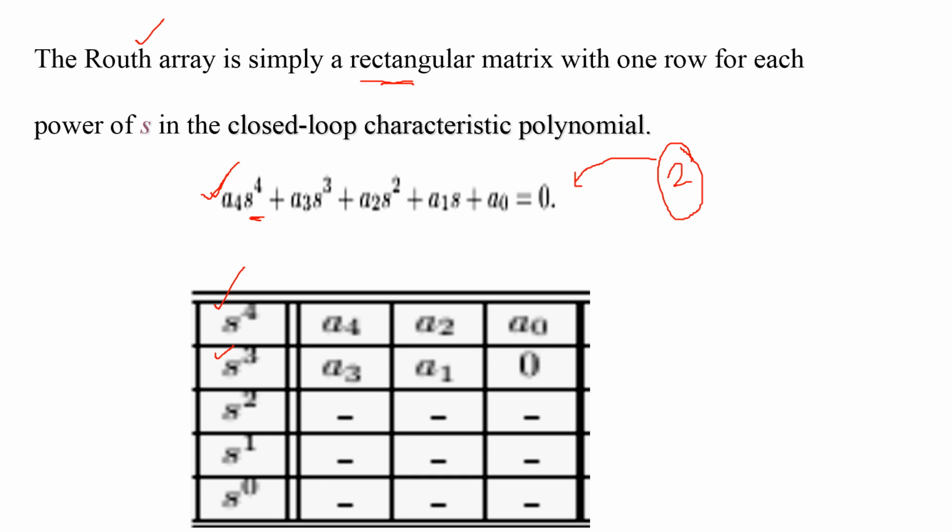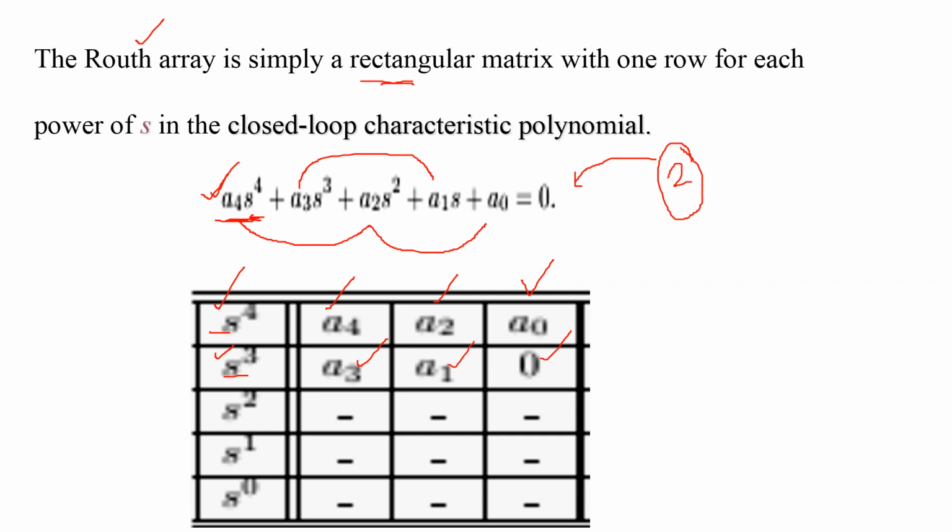Here the elements of the s power 4 row are the coefficients of the highest power, that is s power 4, and s square and s power 0, means we are going to consider the even orders of s. So the coefficient of s power 4 is a4 and this one is a2 and a0. Similarly, the second row is s cube. So the coefficients of s cube and s power 1 are the elements of the second row. Those are nothing but a3 and a1.